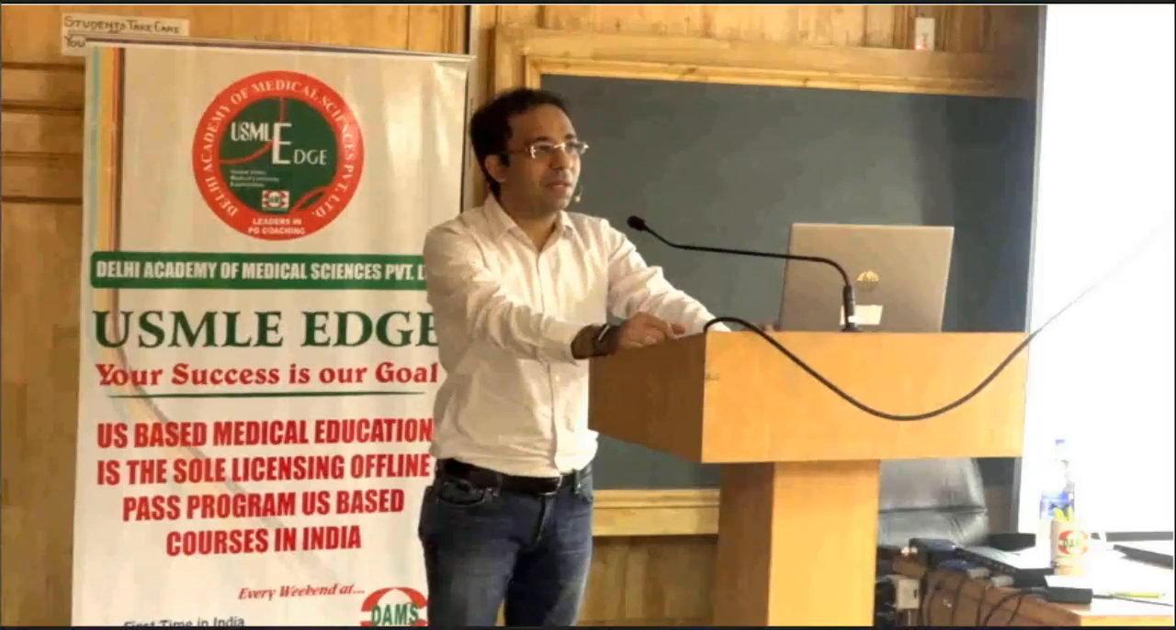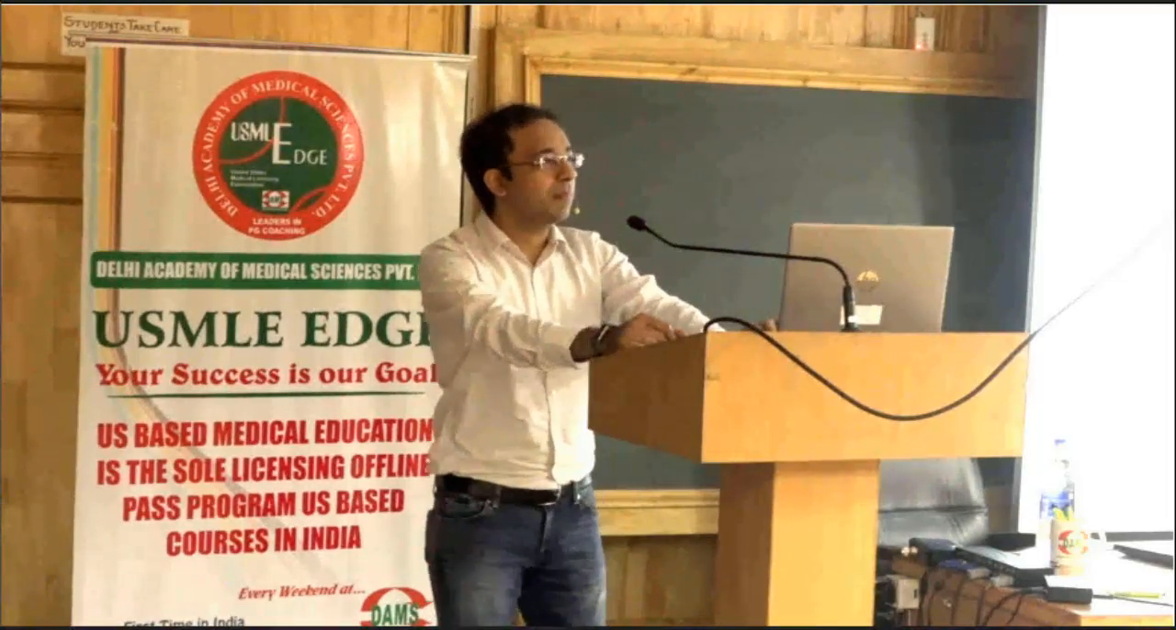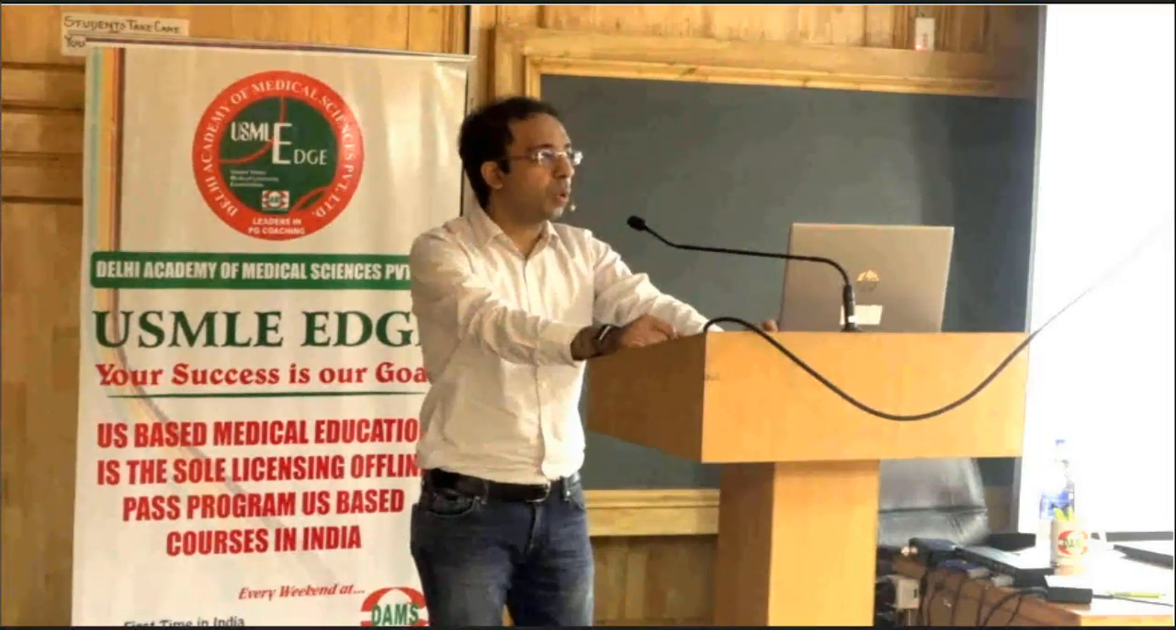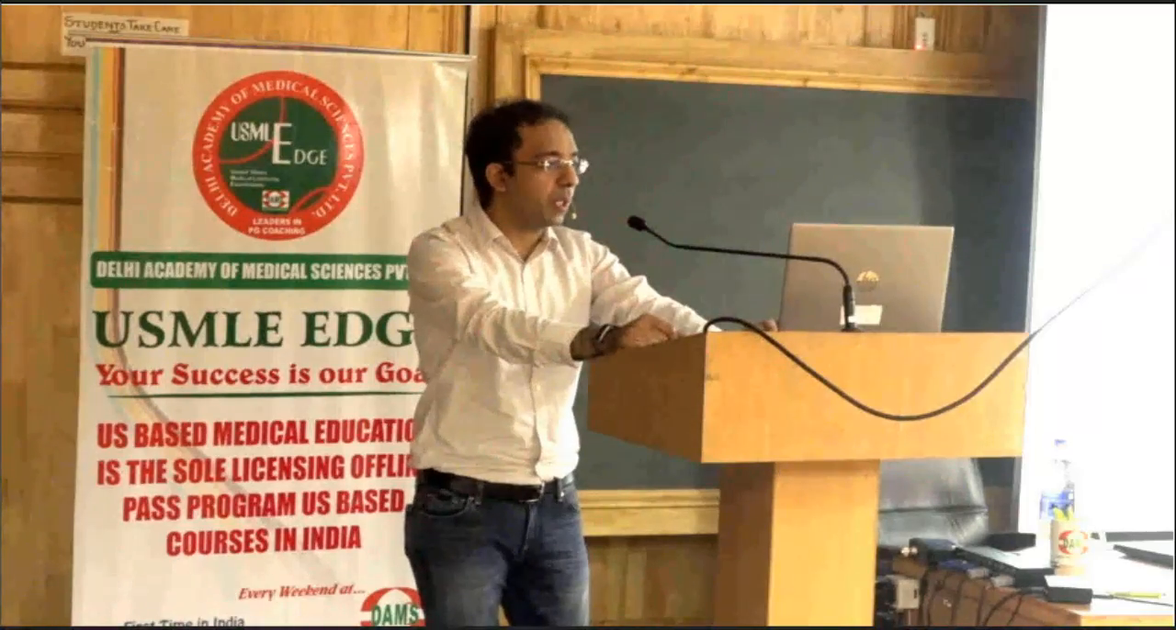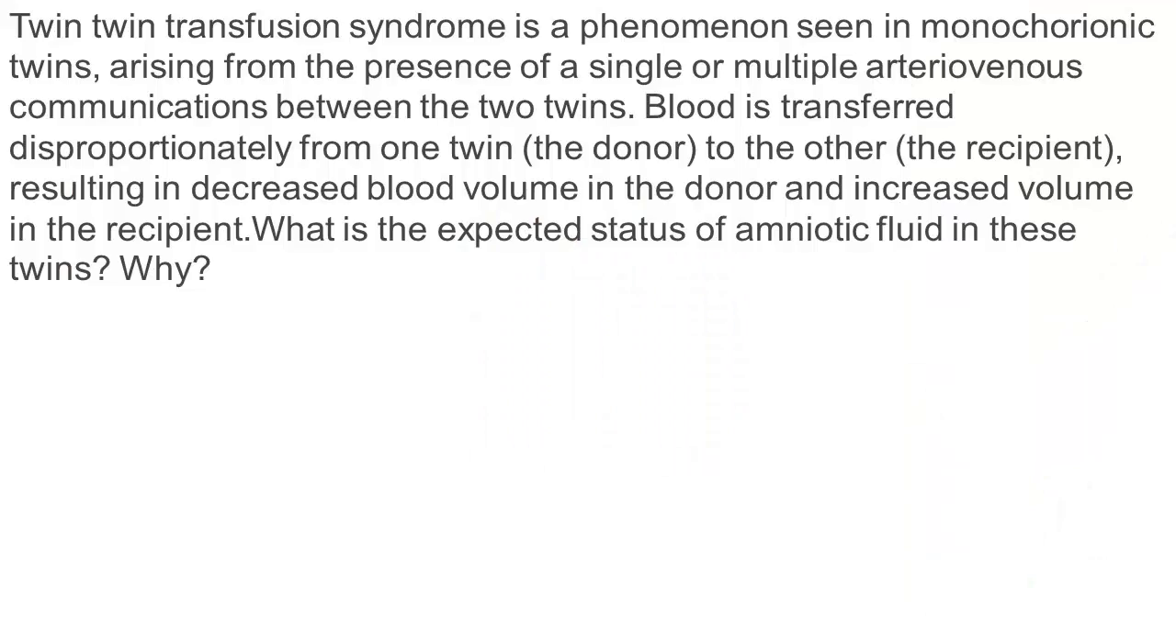Okay, everybody. Now the direct question for team F. You have a very direct question. Everybody, look at the question. Twin transfusion syndrome is a phenomenon seen in monochorionic twins, arising from the presence of single or multiple arteriovenous communications between the two twins. Blood is transferred disproportionately from one twin, that is the donor, to the other, that is the recipient, resulting in decreased blood volume in the donor, increased in the recipient.